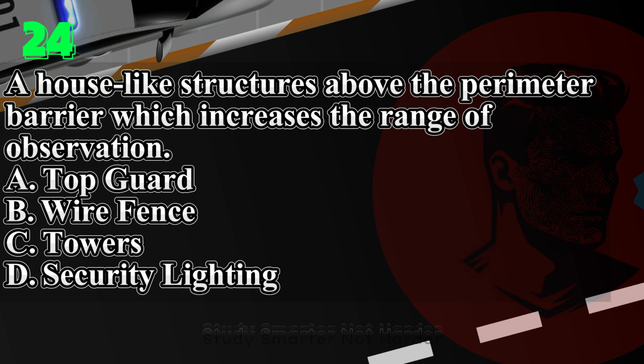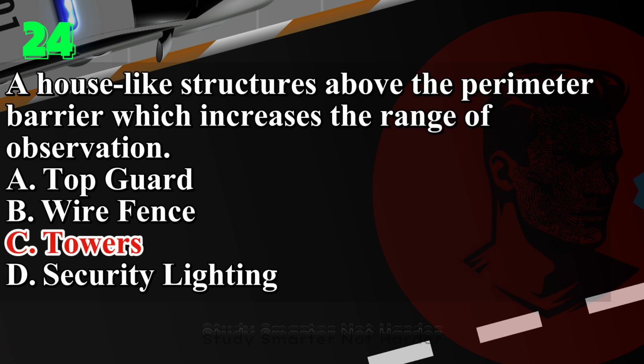24. House-like structures above the perimeter barrier, which increase the range of observation. A. Top guard. B. Wire fence. C. Towers. D. Security lighting. Answer: C. Towers.